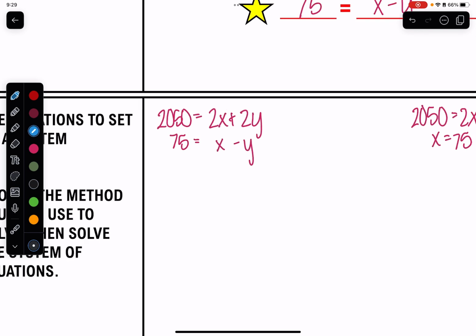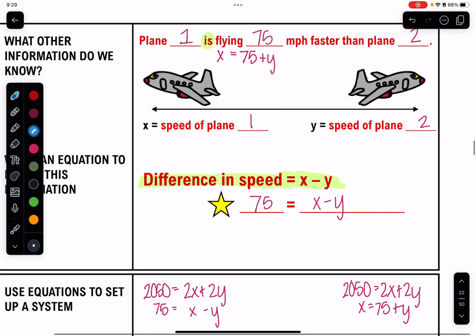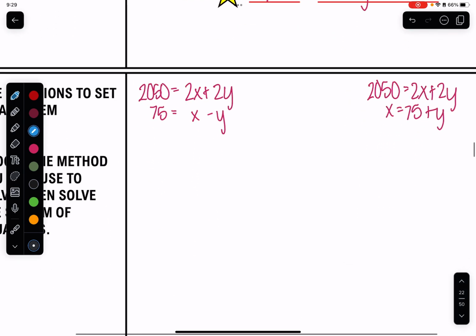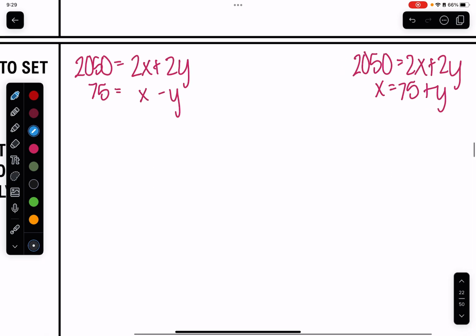I know some of these word problems get kind of weird, so you can either just memorize that difference of speed is x minus y, or turn your sentence into an equation. That's the one part that always throws everyone off every year. So I'm giving you two ways to think about it.